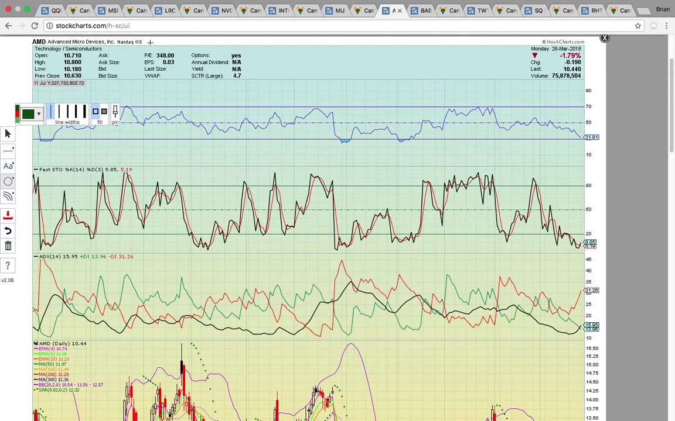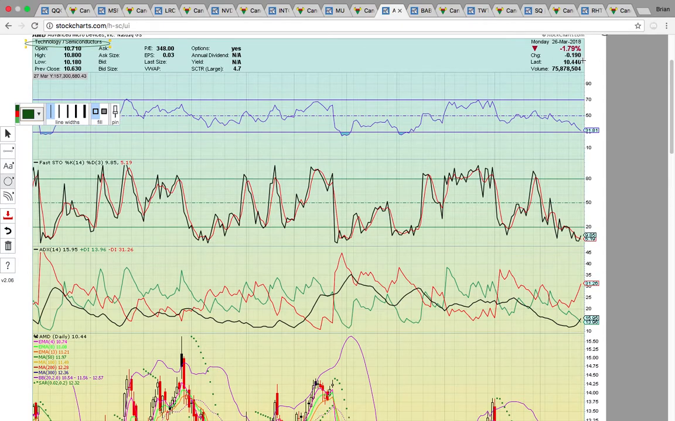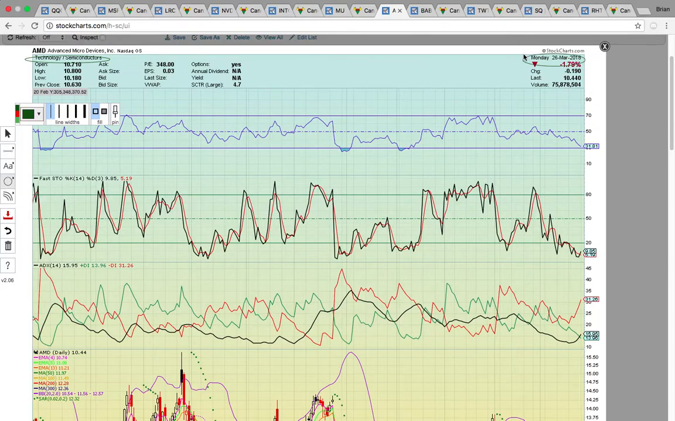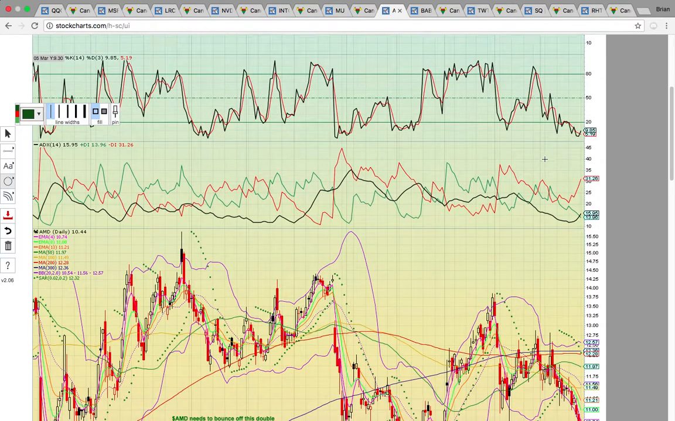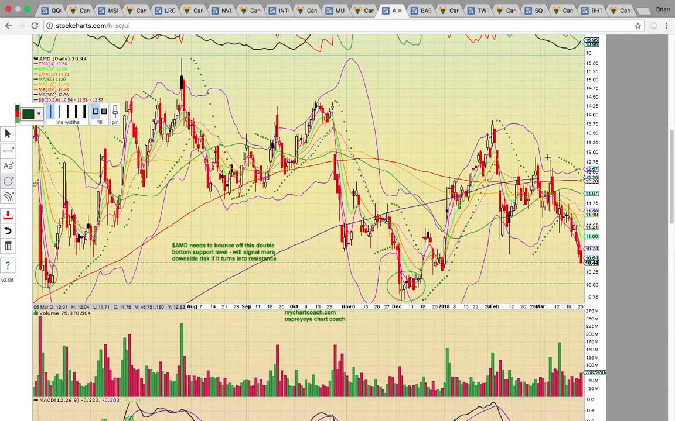Okay, this is the semiconductor that has not participated. So it's been beaten down. This is an old chart. So it closed down 1.79%. So that's a major red flag. When the entire technology sector is running, and then you have something that did not participate, that is a major red flag. And so as you can see, they've been driving this thing down.